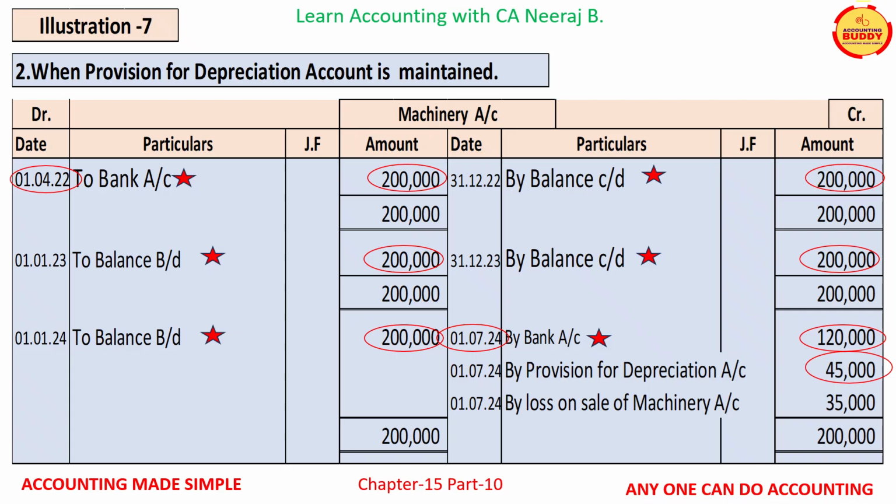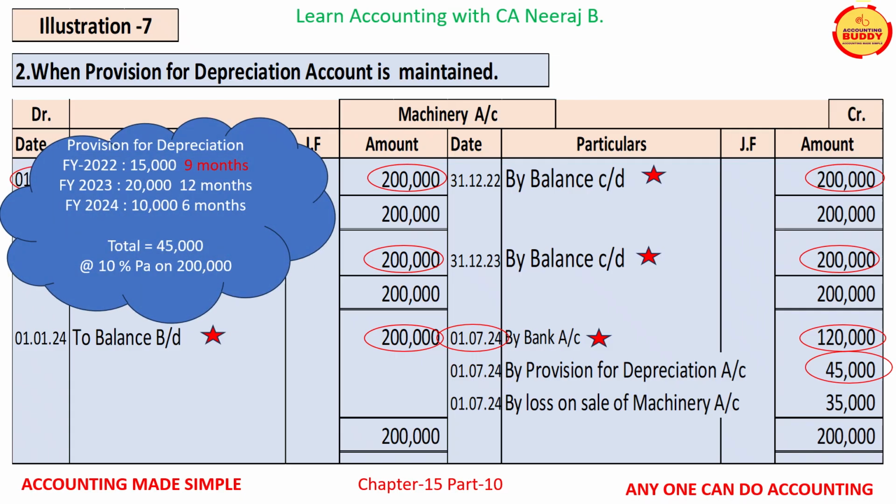$45,000 being the accumulated depreciation from the date of purchase of the machinery till the date of its sale is transferred from the provision for depreciation account on 1st of July 2024, that is the date on which the machinery is sold. Now, when we deduct the $165,000 credit side entries from the total of $200,000 debit side balance, we are left with a balance of $35,000, which represents the loss incurred on sale of the machinery, and it is represented by writing the words by loss on sale of fixed assets on 1st of July 2024.